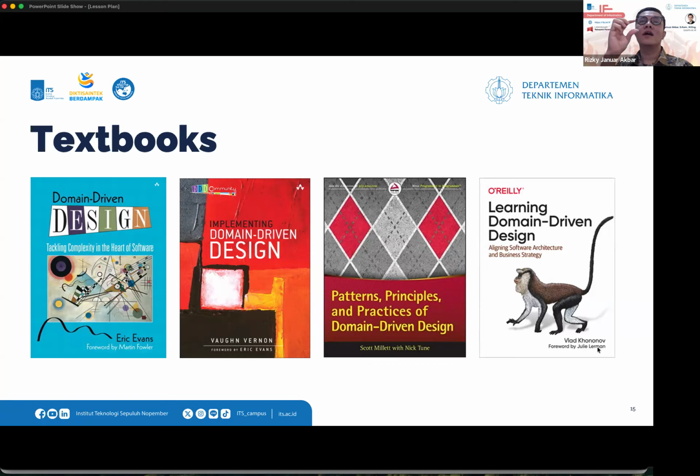It's not as thick as the Blue Book. And then move to Implementing Domain-Driven Design and Patterns, Principles, and Practices. After that, you can read the Blue Book. Why? Because the Blue Book is quite conceptual. Maybe the first time, you'll have difficulties understanding the DDD concepts in this book, because it's very conceptual. So I recommend you to start from the other books.